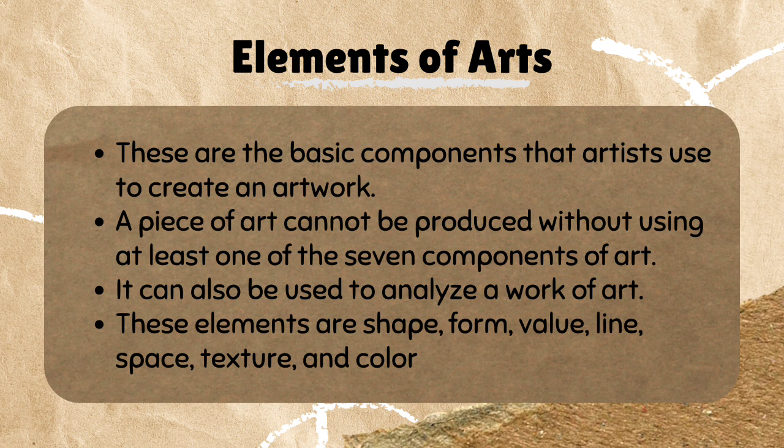One of the benefits of knowing the differences of all the 7 elements of art is that you can use it to analyze the artworks you see in museums or even on the internet. Because every artist has their own creative way of manipulating these elements to create a masterpiece. Isn't that amazing? There are 7 elements of art. We have shape, form, value, line, space, texture, and color.